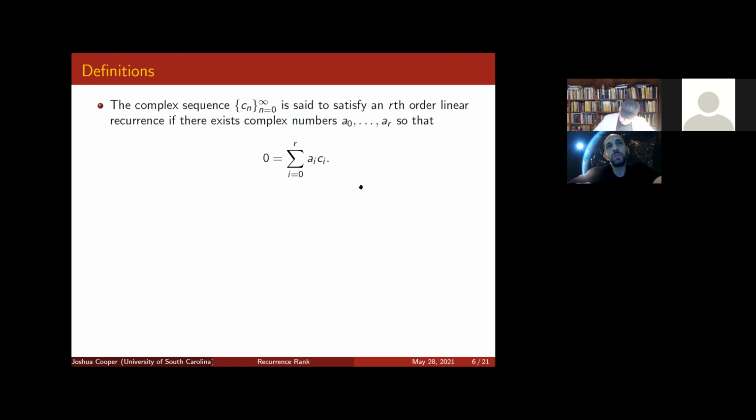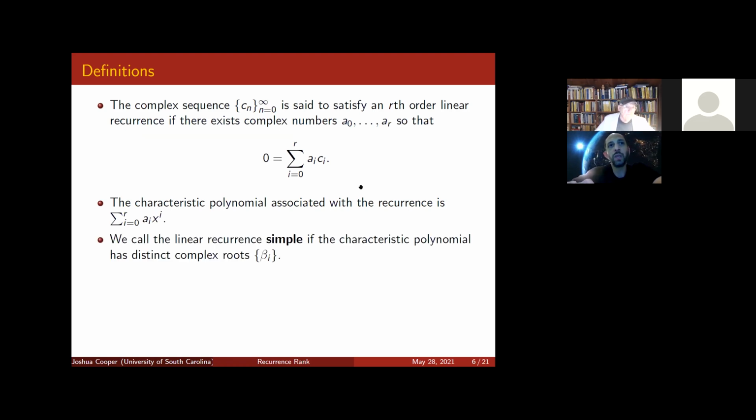So of course we say that a complex sequence, it doesn't have to be complex, but just stick to that, satisfies an rth order linear recurrence if there are r+1 coefficients so that this equation holds for every t. I should have shifted the index of c. That should be c sub i plus t for all t. Well, the characteristic polynomial associated with the recurrence is just you replace the linear recurrence with the polynomial, taking the coefficients directly to the coefficients of the polynomial. And we'll call a linear recurrence simple if its characteristic polynomial has all distinct roots.